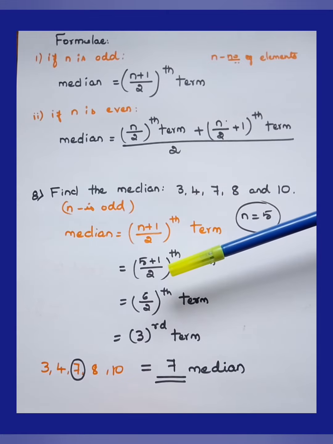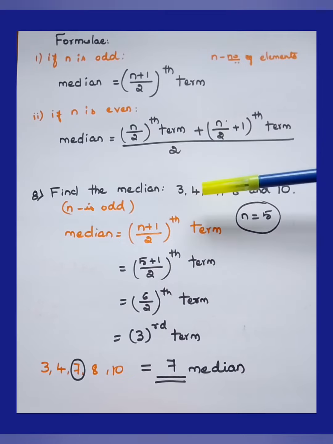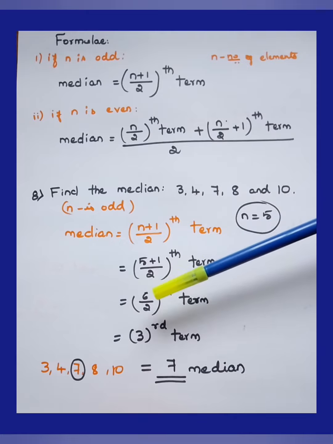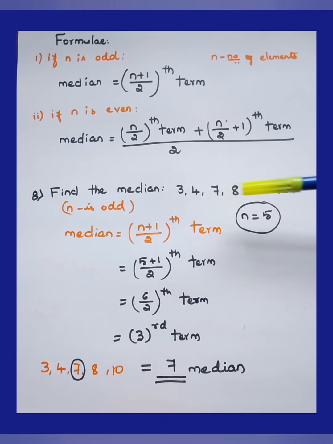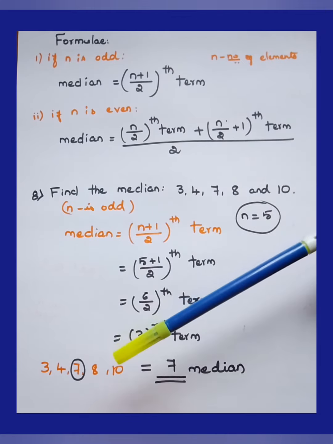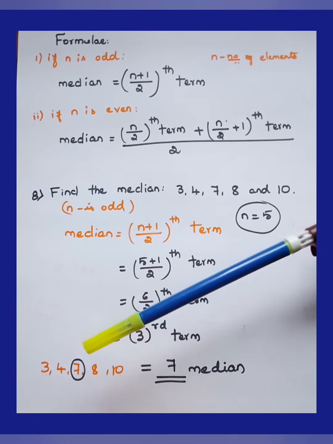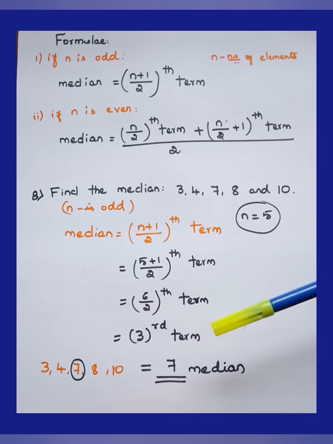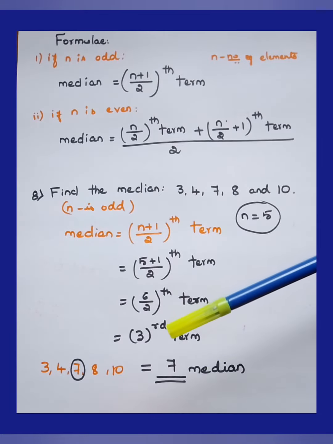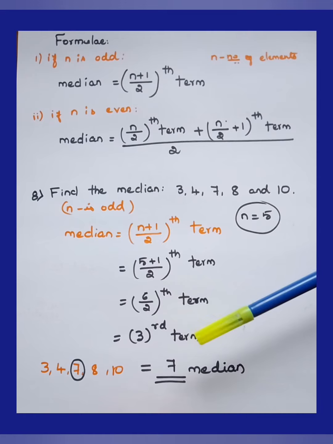If it is a multiple choice question, you need not write all this, just write directly the n value plus 1, that is 5 plus 1 is 6, 6 by 2 gives us the third term. You have to arrange them in ascending order. Which is the third term? This is already given in ascending order: 3, 4, 7, 8, 10. 1, 2, 3. Third term is 7. So that is the median. Is it matching with the previous answer? Yes, 7 was the median there.